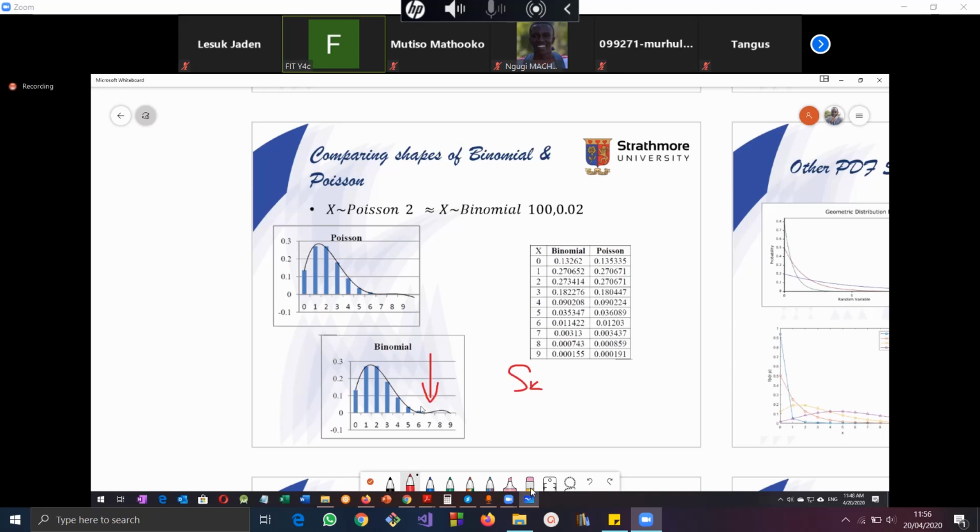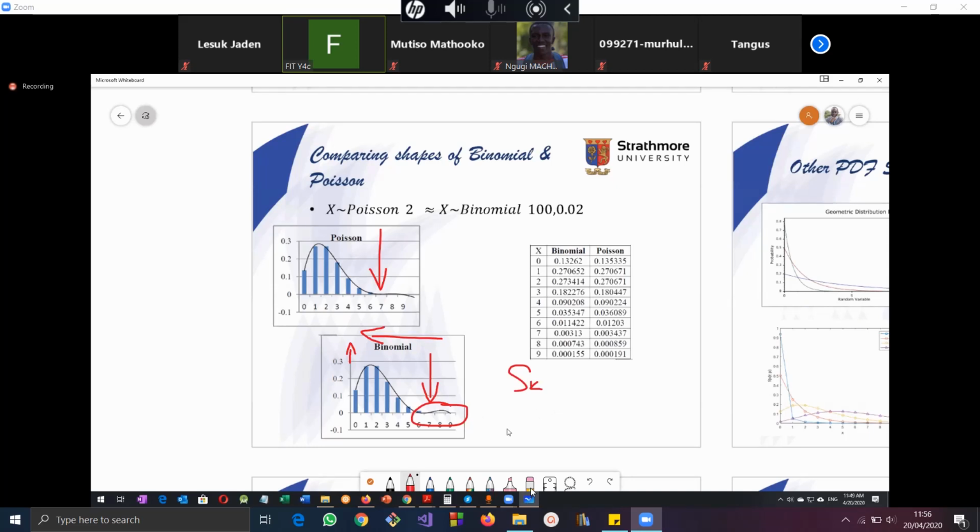We see that low frequencies are actually here. So the curve tends to bend that way. This is the side where we hit very low frequencies or very low probabilities. Now the thing here is probabilities. So you see the shape of the binomial. It is kind of similar to the shape of the Poisson. If you also plot the Poisson distribution, you will get this.